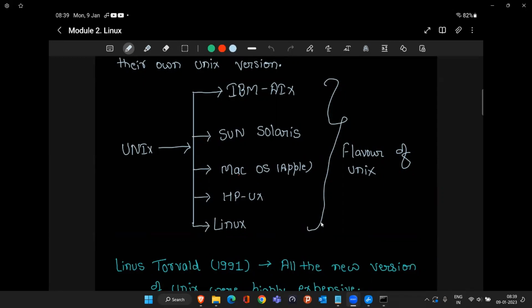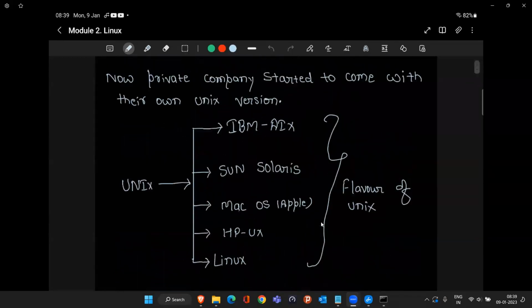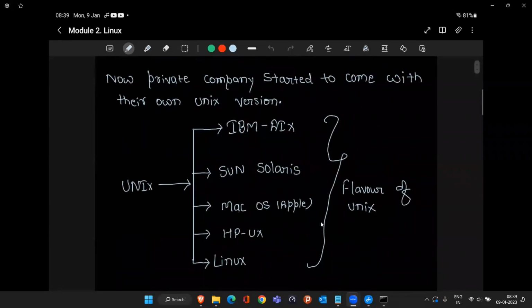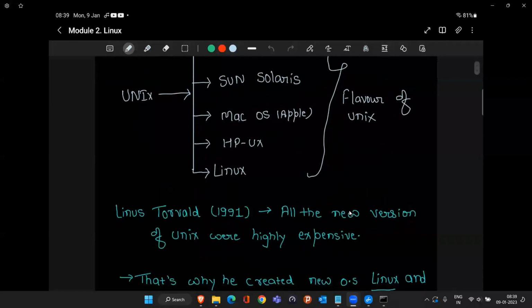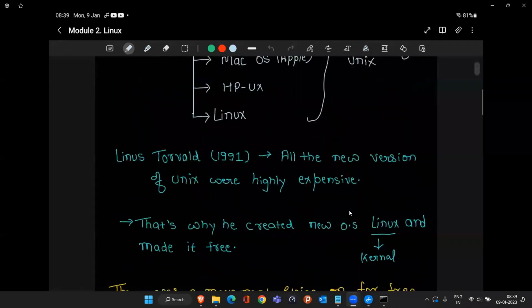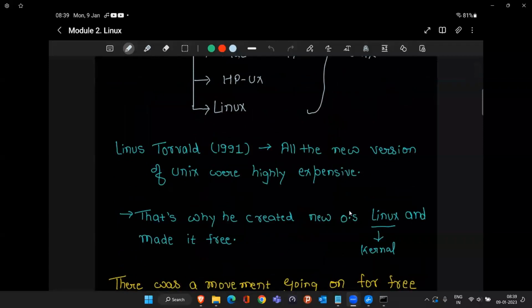Okay, but now the problem for him was that he was a student and he could not afford them, because whatever operating systems these companies created were highly paid. That means if anybody wants to use IBM AIX, Sun Solaris, Mac OS, they have to pay huge money to use these operating systems on their computer. Okay, and for him it was not possible because he was just a college graduate. Okay, and that's why he came up with the idea that we can create our own operating system, based on Linux. And till then, its name was also Linux.